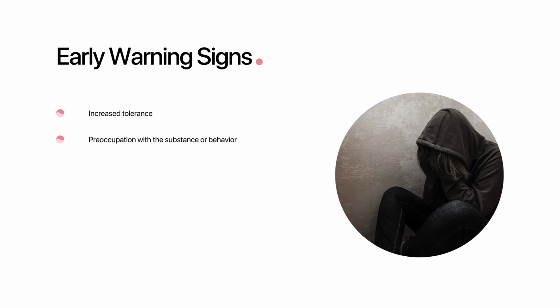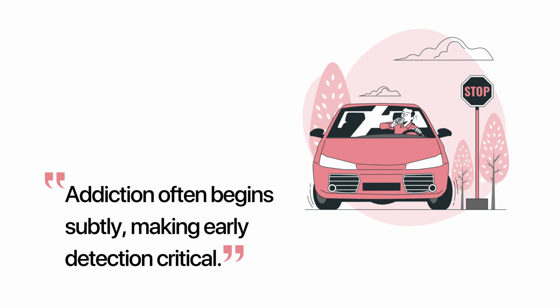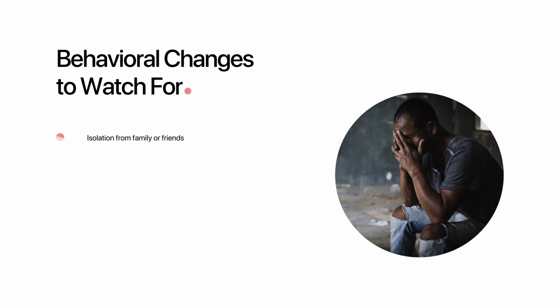2. Preoccupation with the substance or behavior. Thinking about the next time you'll use or engage in the behavior even when you're not currently doing it. 3. Loss of control. Having trouble cutting back or stopping use even when you want to. People may promise themselves they'll only have one drink or limit themselves but fail to do so. 4. Isolation. Pulling away from family and friends to hide their use or to spend more time engaging in the behavior or using the substance.